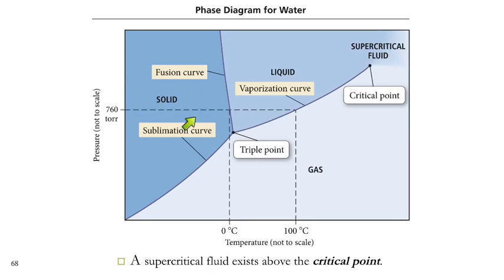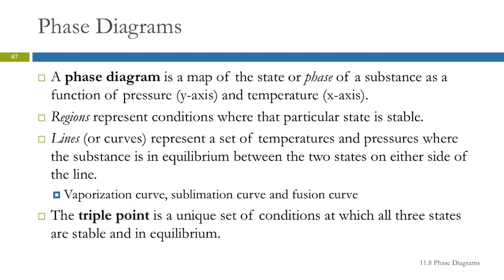So we have regions. Here's the dark blue, the medium blue, and the light blue. And then we also have lines or curves. This is a nice line, but these are curves. The regions represent conditions where that state is stable. The lines or curves tell us temperatures and pressures where we're going to have an equilibrium. You'll have both states present, and they're named for the transition.